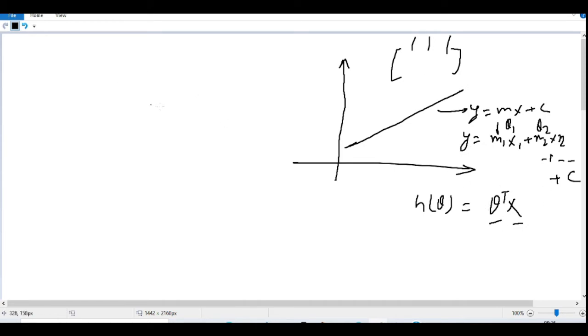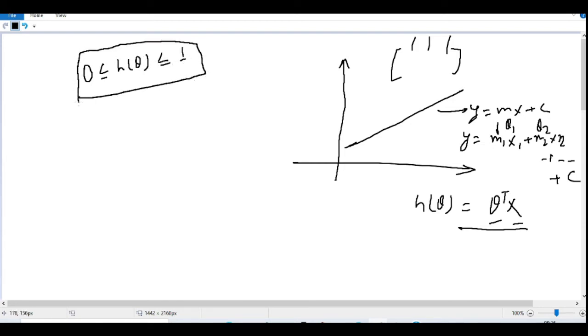But if you see, in linear regression this can compute any values, either 0, 1, 2, 3, 4, whatever the value, right? The line can extend to the top and bottom, so it can predict anything. But in logistic regression, we always want our values to be between 0 and 1. So in order to get values between 0 and 1, we are going to pass this straight line equation into a sigmoid function.